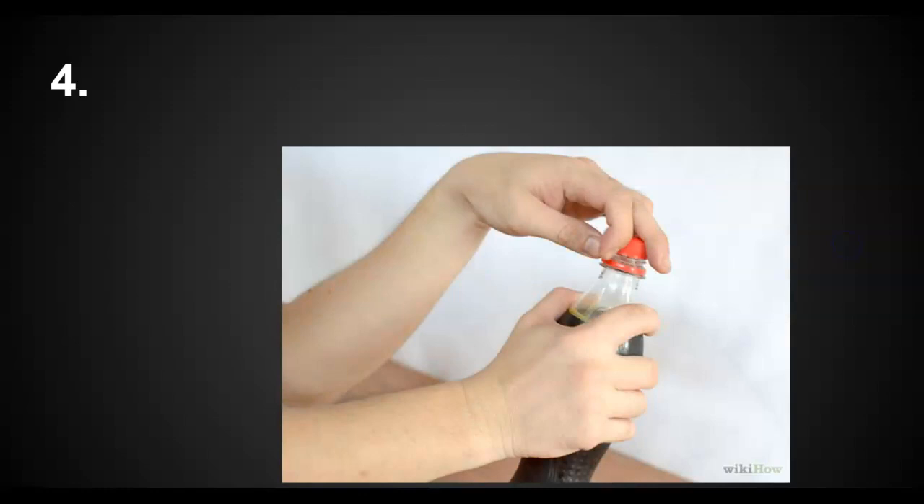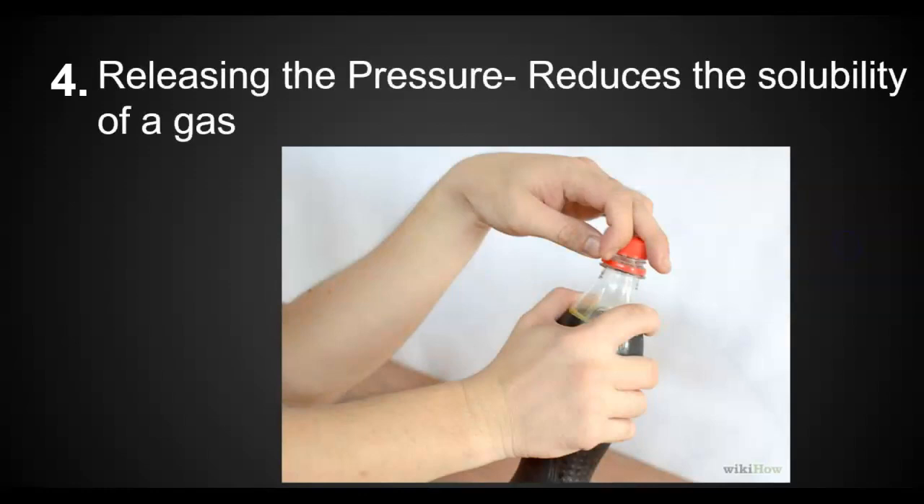There you go. Open a bottle of Coke. Releasing the pressure reduces the solubility by reducing the amount of pressure once you open that cap. You can now allow that extra pressure off.